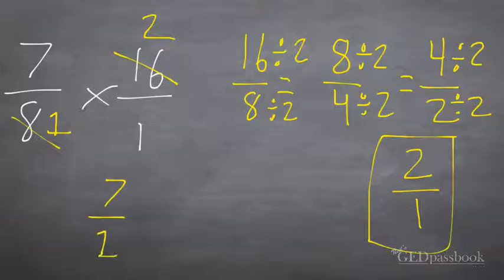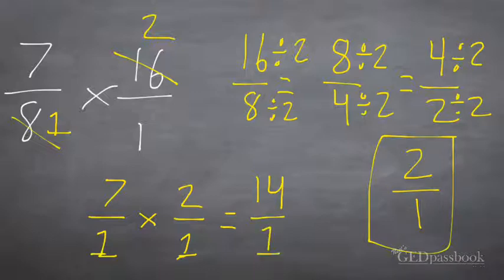7 over 1 times 2 over 1. Don't you think that's a lot easier now to just multiply straight across? Tell me, what's 7 times 2? 14. What's 1 times 1? So it's 14 over 1? I know it's as simplified as it gets because it's 1, right?